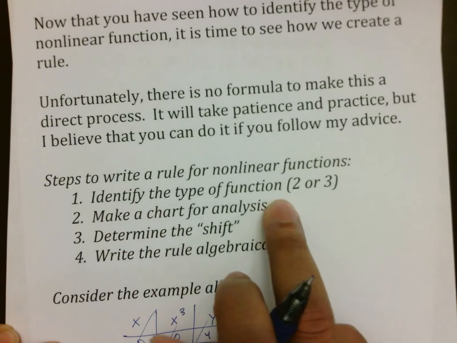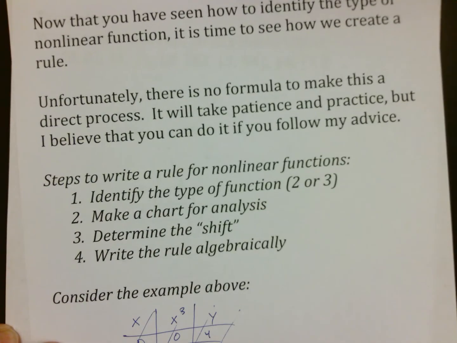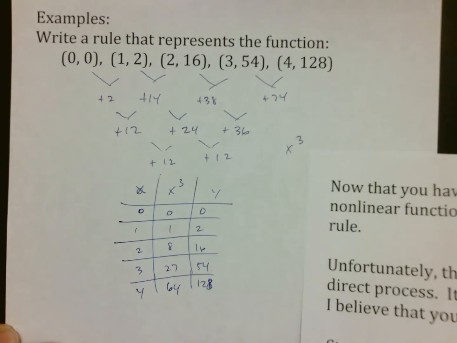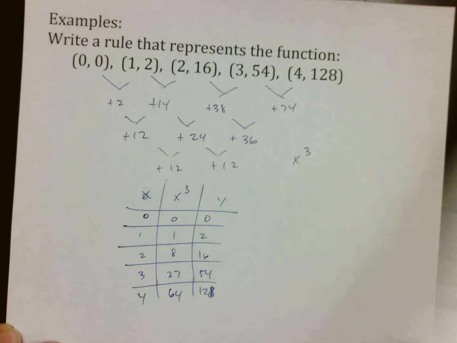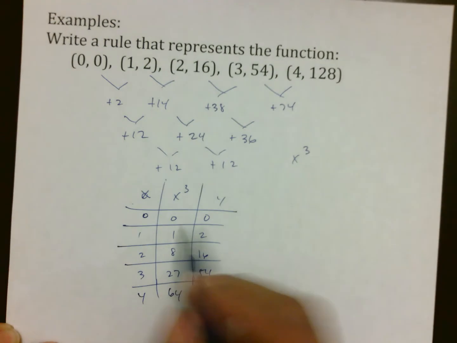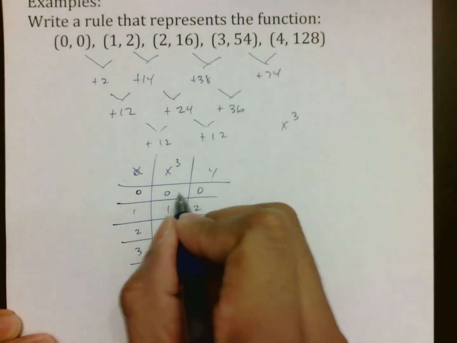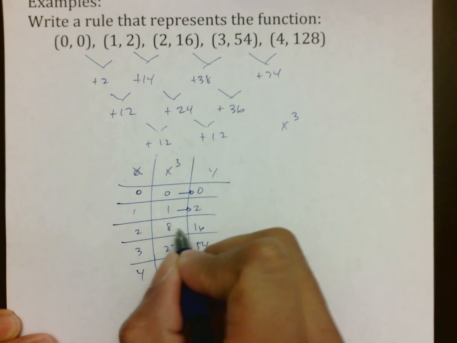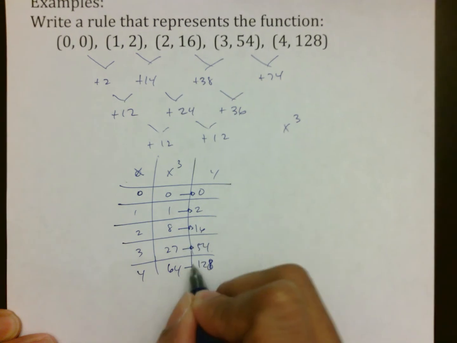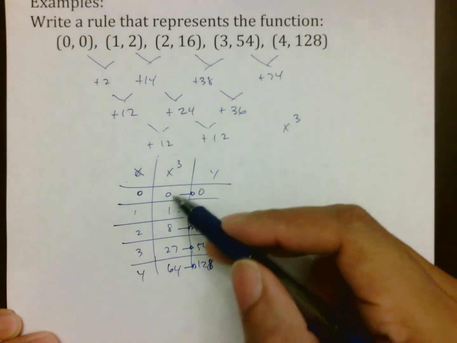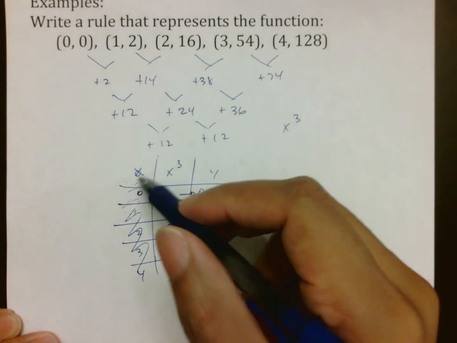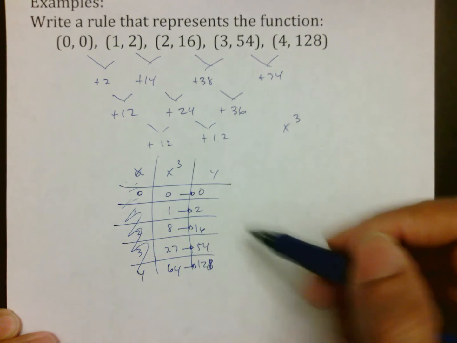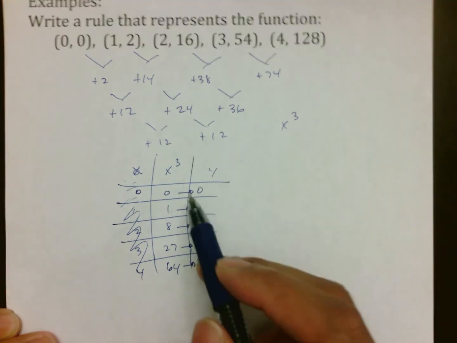Step one was to identify the type, which we did. We did our difference check to find out that it worked on the third time. Step two was to make a chart, which we did. Now it says determine the shift, and when you're looking at the shift, you're only looking at these two numbers. What am I doing with this number to make that number that I'm also doing with all these numbers to match? So you got to find one thing you are doing with this list to make that list. We don't really care about this anymore because that was just to help us get our x to the third part, but this is what I'm looking at.